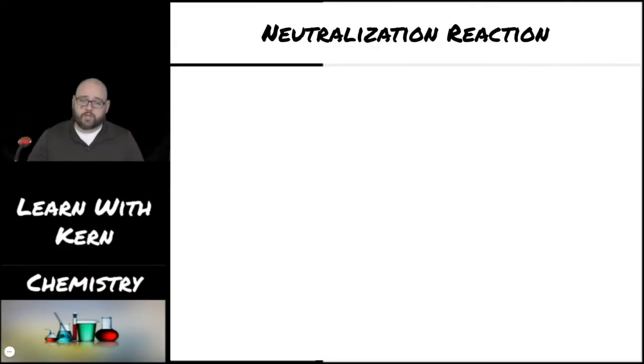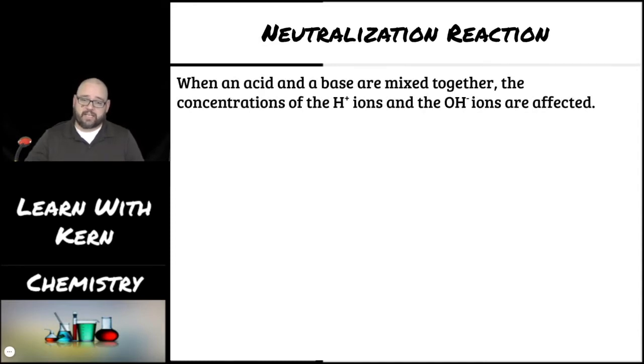Welcome back. In today's video, we are going to discuss neutralization of acids and bases and something called titrations. So first off, let's talk about this neutralization reaction. What does that mean? Well, when an acid and a base are mixed together, the concentrations of your H plus ions and your OH minus ions are affected. Those hydrogen ions and hydroxide ions are going to affect each other.